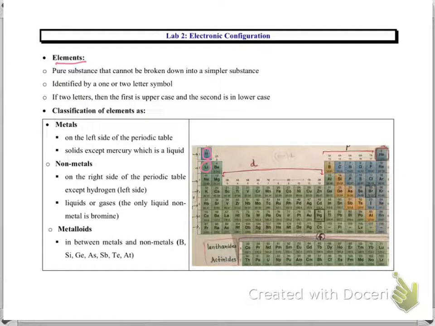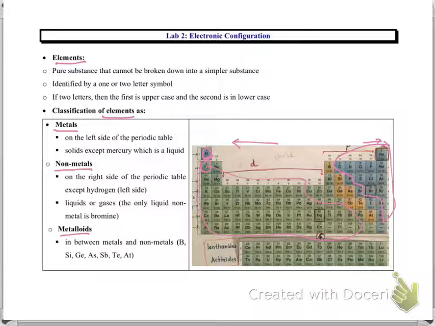Elements here can be classified as metals, non-metals, metalloids. So again, let's look at this periodic table. Most of the metals are labeled green in color, and they are on the left side of the periodic table. If you see, these are the metals and they are on the left side of the periodic table. Non-metals are the ones that are blue in color. They are on the right side of the periodic table. There is only one non-metal, hydrogen, that is on the left side of the periodic table.